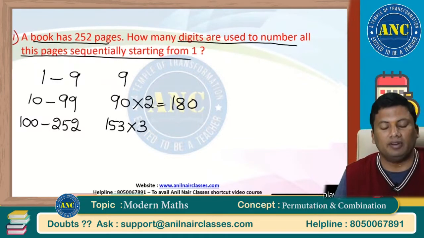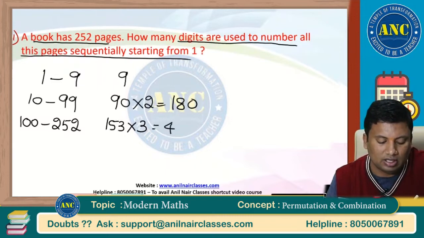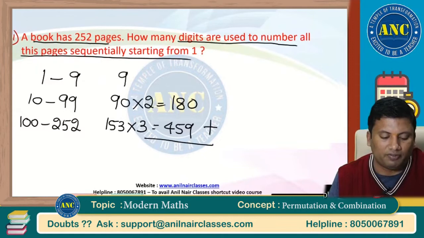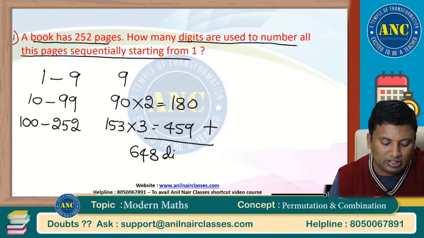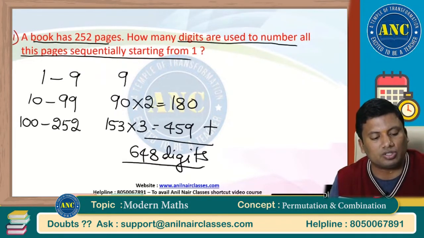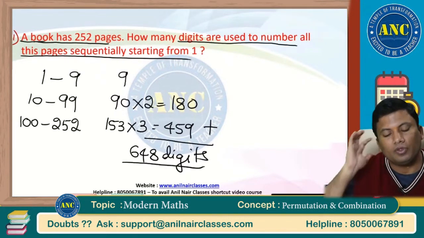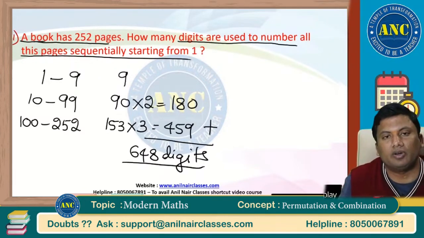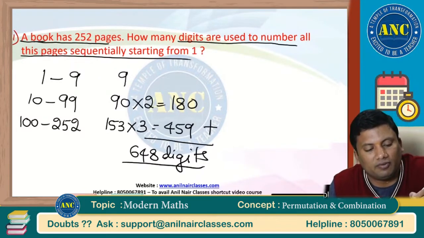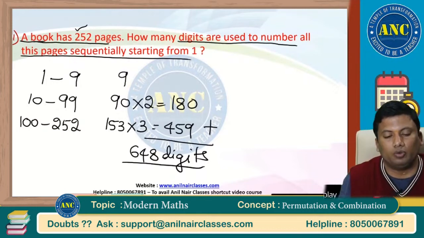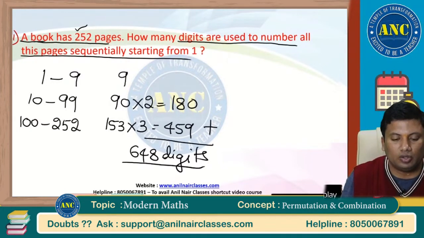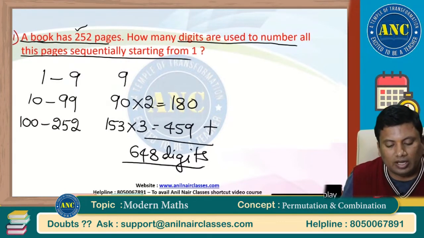Every number takes 3 digits, so this is 459. Add all of this: 459 plus 189, total 648 digits are used. Total 648 digits are used to number the pages sequentially starting from 1, where a book has 252 pages. So the answer is 648 digits.